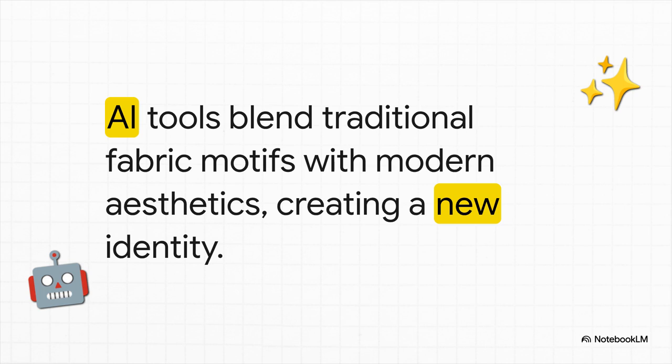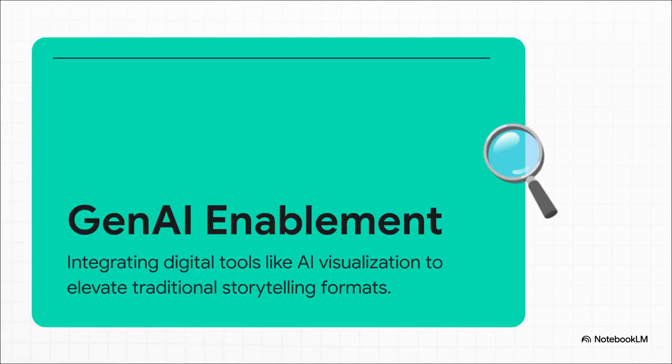So the really crucial point here is the role of technology. This is what we call Gen AI enablement. It's about using generative AI not just for efficiency, but to deepen the story. For example, instead of just a photo of a piece of clothing, what if AI could animate the stories that are literally woven into the fabric? This is where the magic really happens.